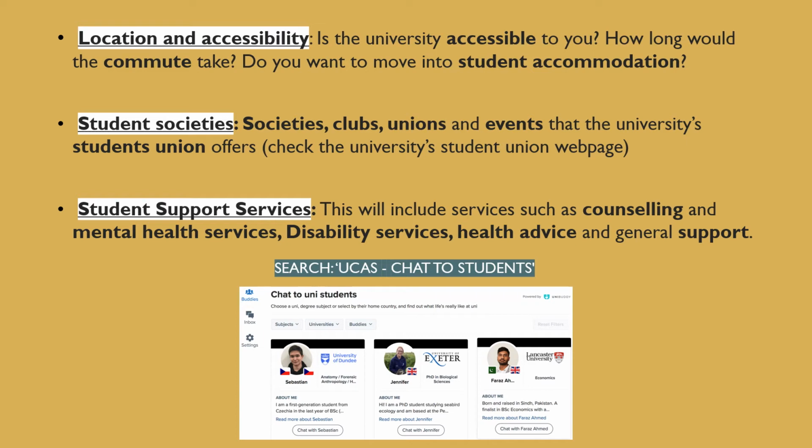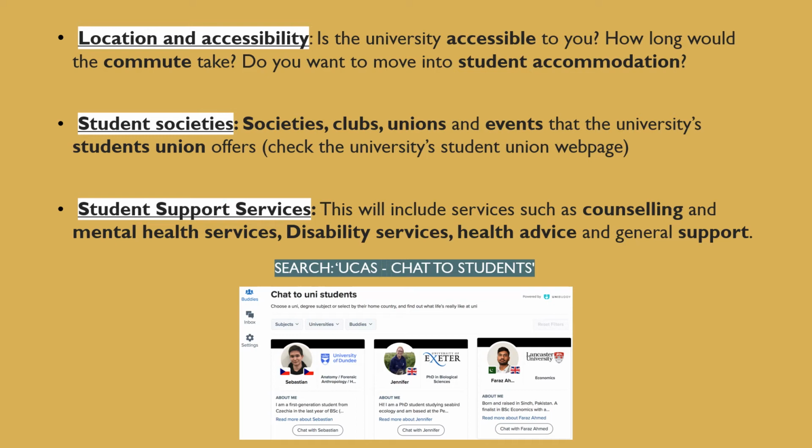Student societies. You might be drawn to some specific societies and clubs that the student union has to offer. It's a great way to socialise, especially when you're in your first year, and you can meet new people this way. You can learn and hone new skills relevant to your course or even separate from your course. Another thing I want to mention is student support services.